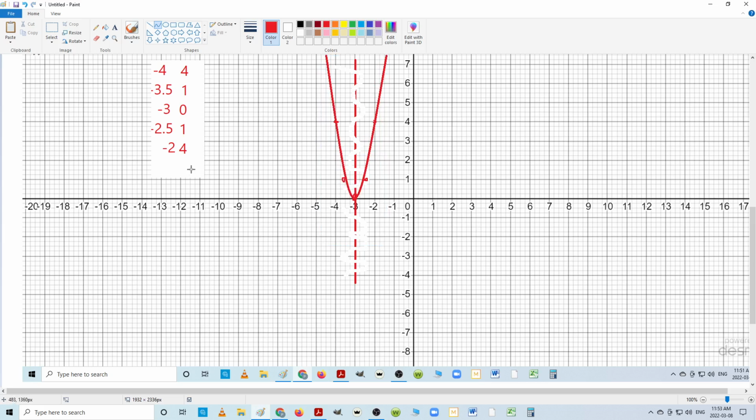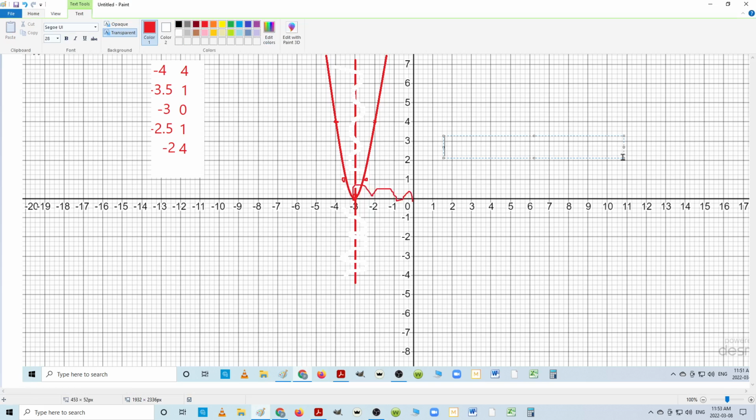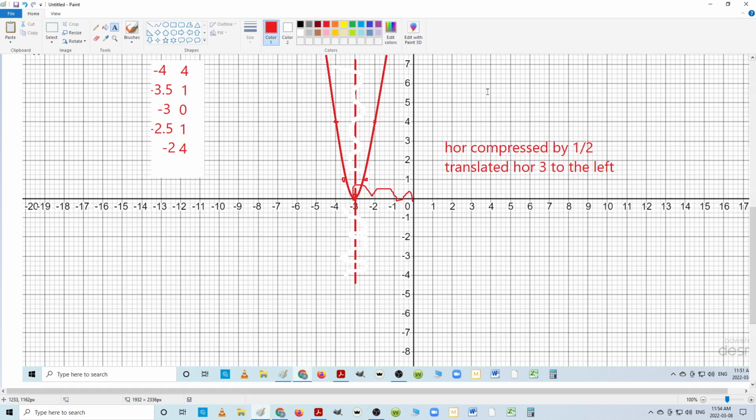So what happened to this parabola? Notice that it's thinner. That's because it was horizontally compressed by half. In other words, it got 2 times thinner. And then it was moved, translated horizontally, 3 to the left. And it's quite obvious. We can see the 3 to the left. The asymptote moved with it. And we can see this is a thinner parabola.